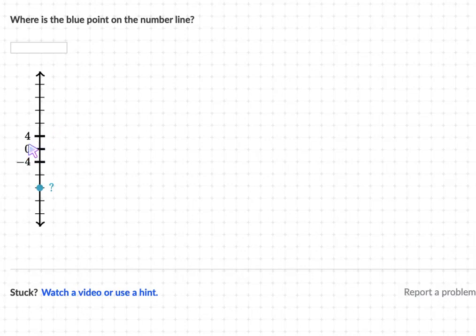Okay, here they're skipping by 4s. They're counting by 4s. So it goes 4, 8, 12, 16, 20. So in the negatives, because remember 0 is separating the positives from the negatives, it's also going by 4s. -4, -8, -12, -16, and -20. So the point is on -12. You should have gotten -12.